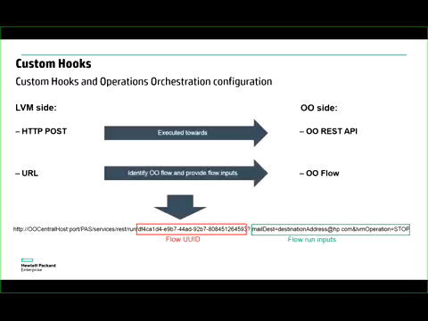So, custom hooks and Operations Orchestration configuration. In order to execute an Operations Orchestration flow, we're using the HTTP POST type of implementation definition to access the REST API exposed by HPE OO Central. Through the URL of this HTTP request, we identify the OO flow by its name or universally unique identifier, and the flow inputs are provided as URL parameters. I'm going to switch to LVM's user interface to show you how custom hooks are set up.